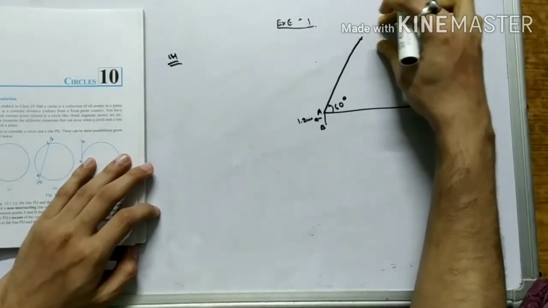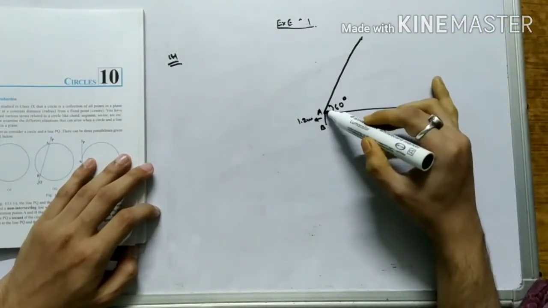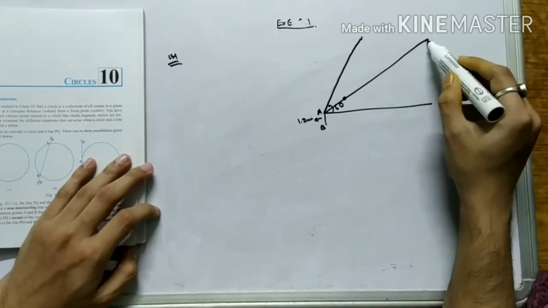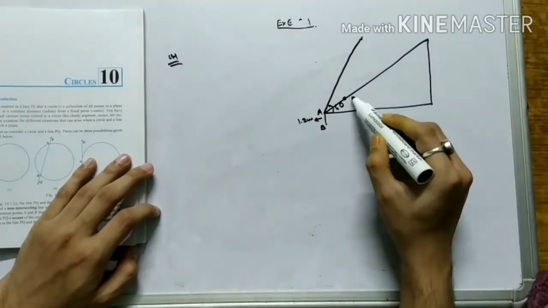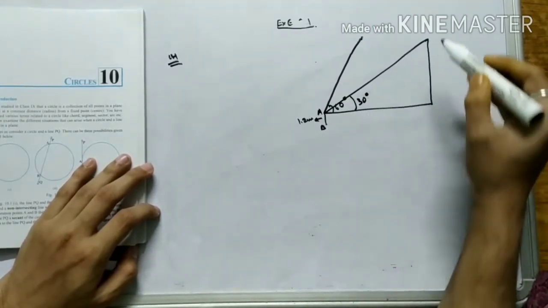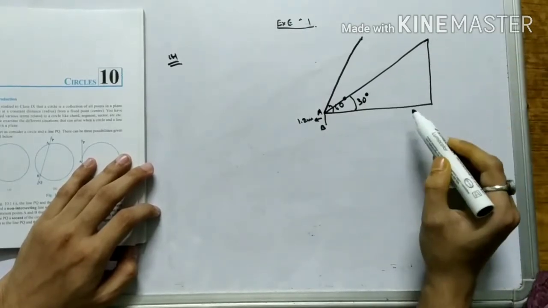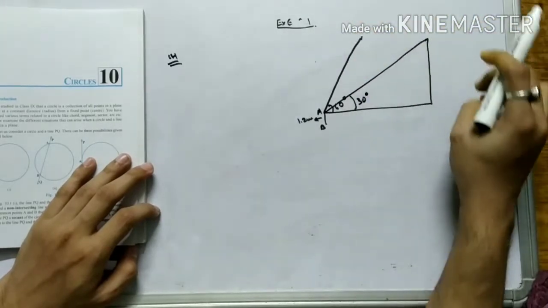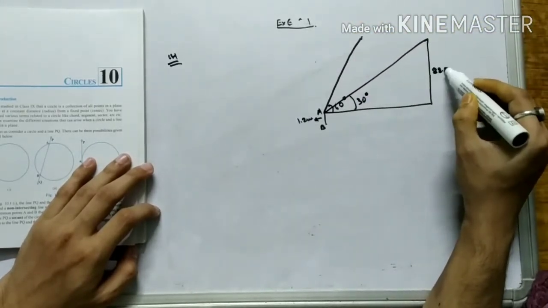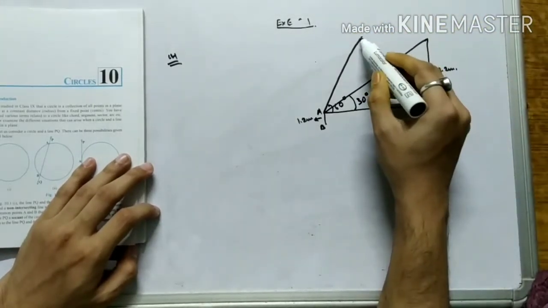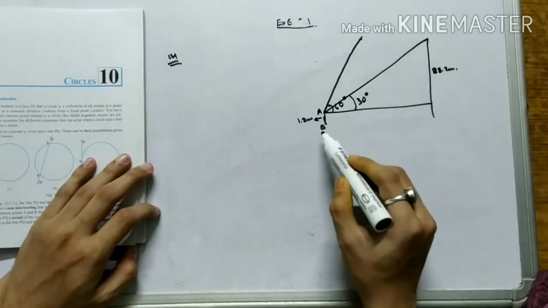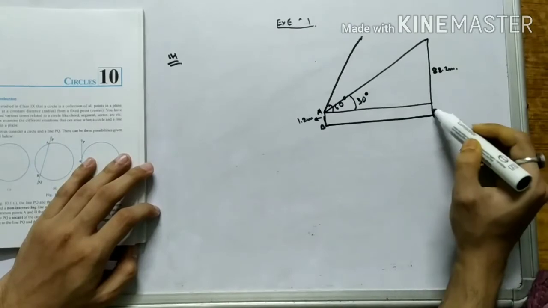That means the balloon is moving like that. So after some time the angle of elevation reduces to 30 degree. Okay, this is your 30 degree angle. And the balloon is flying at a height of 88.2 meter above the ground.